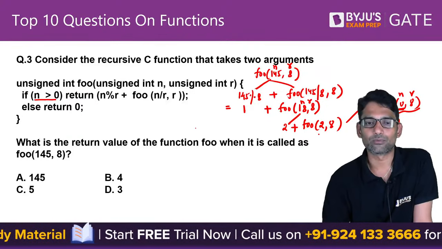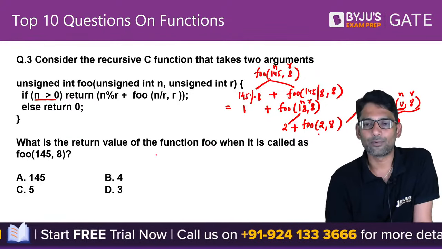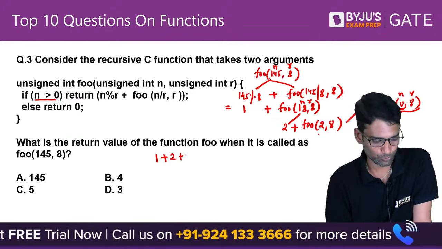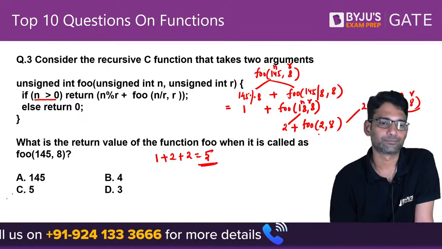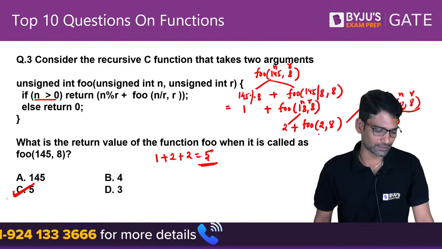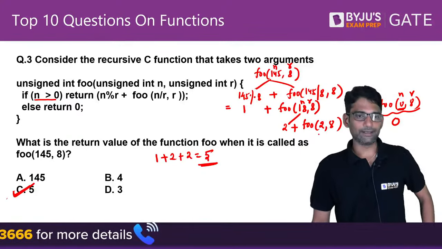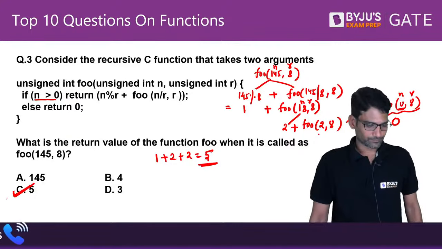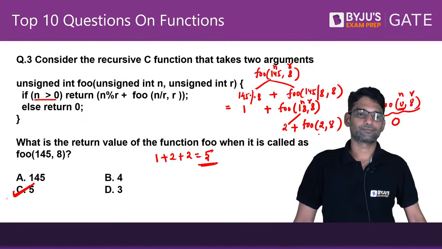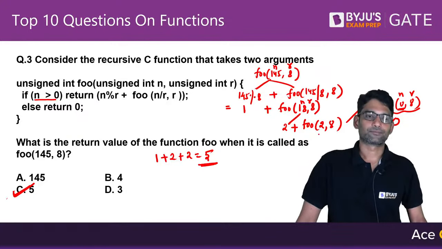So when you keep on adding all, 1 plus 2 plus 2, that is 5 gets returned. 5 gets returned by foo function. Clear?